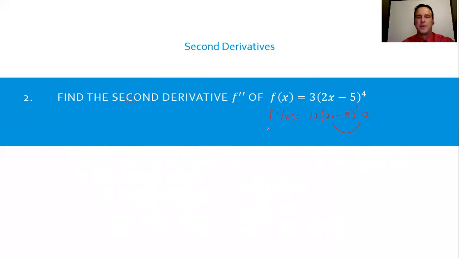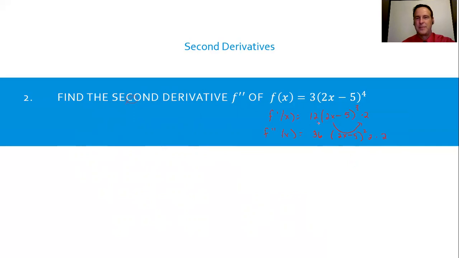All right, and we'll keep going. This is the next derivative. So let's move this 3 out front. So that gives you 36. And that's 2x minus 5 to the second, and times another 2.